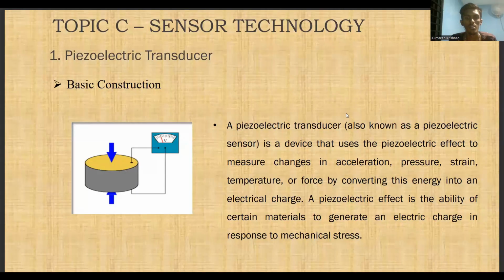Hi everyone, I am going to talk about sensor technology. The first sensor is the piezoelectric transducer, also known as the piezoelectric sensor. This device is used to measure changes in acceleration, pressure, strain, temperature, or force by converting them to electrical charge.